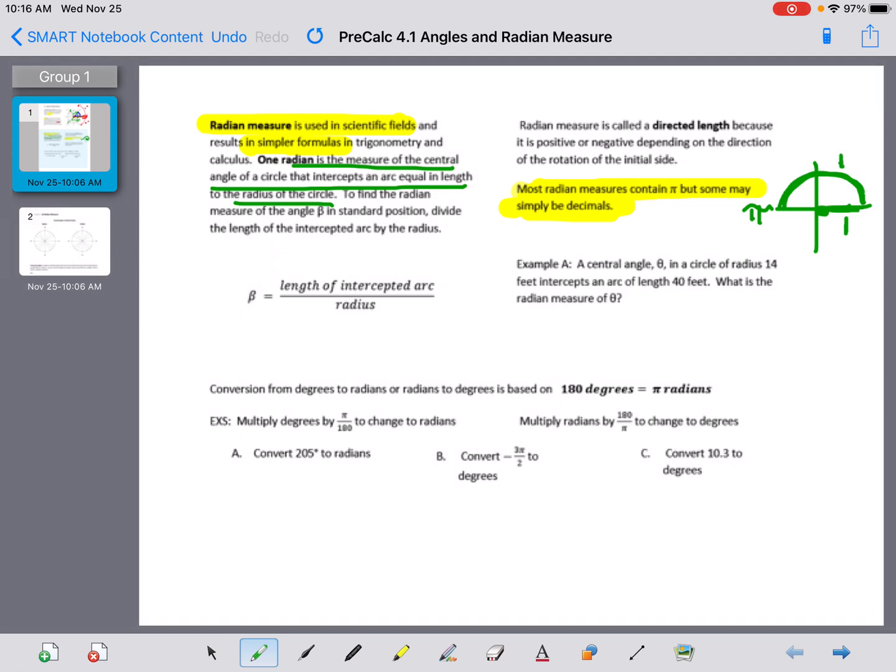Does that kind of follow? The measure of the central angle that intercepts an arc equal in length to the radius. So what this is saying is that this measure is going to make it so that the radius is equal to the arc. That's what a radian is, 1 full radian.